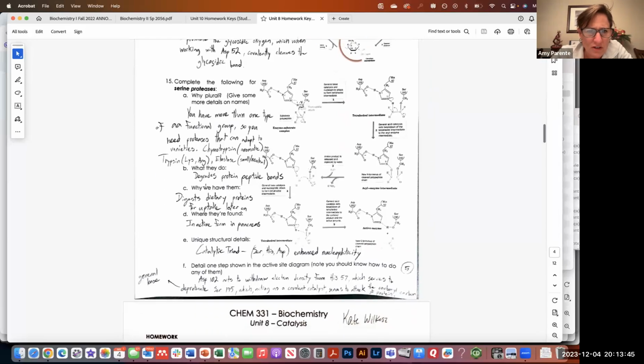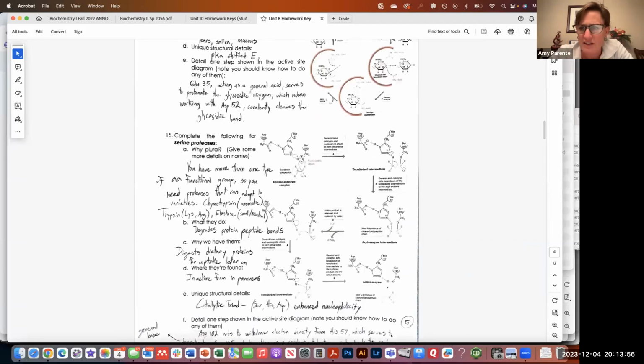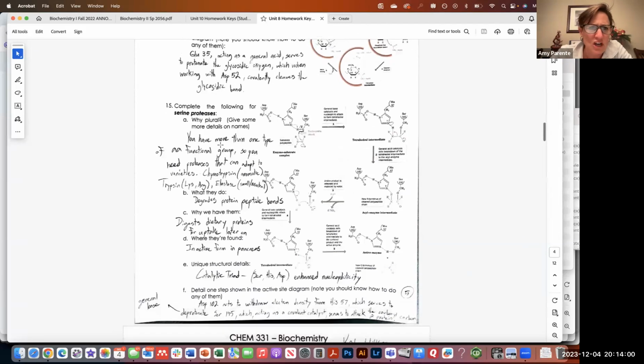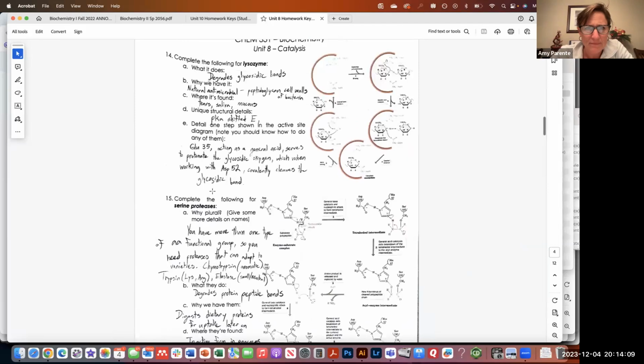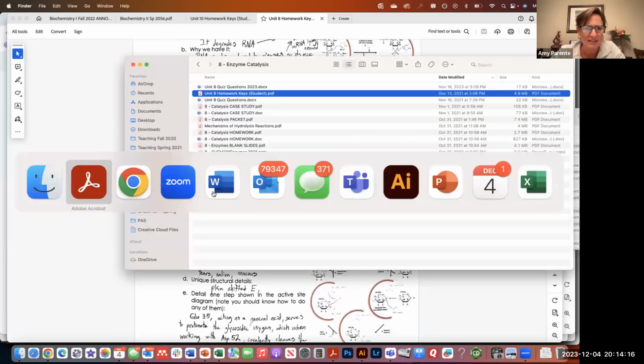Okay, so here it is for serine proteases. Again, nothing should be unusual here. I guess it's just the last piece, right? Just the last one, the serine proteases, that's missing. But I will make sure to post. I'll check over this question 15, and if this student has everything right, I will make sure to post that. Any questions on the homework from unit 8 on catalysis?